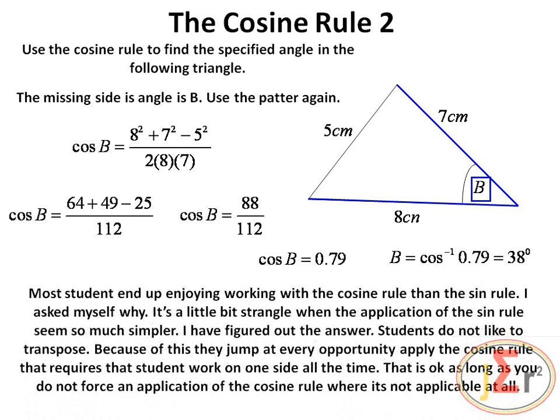So most students end up enjoying working with the cosine rule more than the sine rule. I ask myself why. It's a little bit strange when the application of the sine rule is much simpler. I have figured out the answer. Students do not like to transpose. Because of this, they jump at every opportunity to apply the cosine rule, which requires that students work on one side of the equation all the time. That is okay, as long as you do not force an application of the cosine rule where it is not applicable at all.